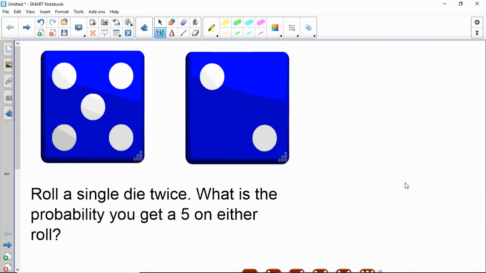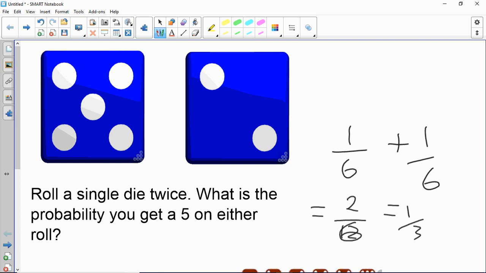So suppose you're, say, playing Yahtzee, and you need to roll a 5. But you have 2 rolls to do it. What's the probability if you roll a single die twice? What's the probability you get a 5 on either roll? Well, you might say there's a probability of getting a 5 on the first roll, plus a probability of getting a 5 on the second roll. So 1 out of 6 plus 1 out of 6, which is 2 out of 12. Sorry, which is 2 out of 6, which reduces to a third.